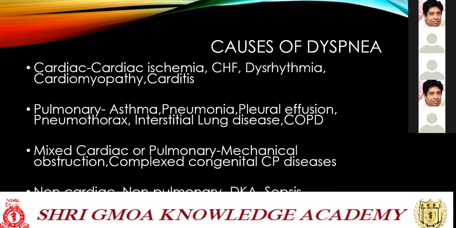Right, causes of dyspnea. There are four main types of causes. The first one is cardiac, the second is pulmonary, the third is mixed cardiopulmonary, and the fourth is non-cardiopulmonary. So what are the examples for each? Cardiac: cardiac ischemia, congestive heart failure, dysrhythmias, cardiomyopathies, carditis. Pulmonary: asthma, pneumonia, pleural effusion, hemothorax, pneumothorax, interstitial lung disease, and COPD. Mixed cardiopulmonary: mechanical obstruction, complex congenital cardiopulmonary diseases. Non-cardiopulmonary causes like DKA, sepsis, psychogenic.